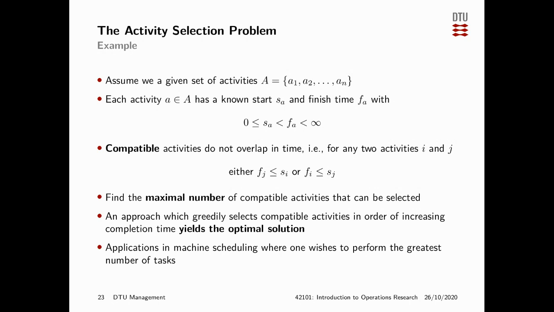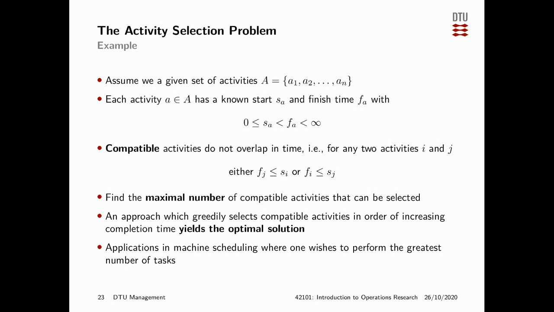In the first part of the lecture, we looked at an example of a greedy heuristic that gave us a rather poor solution in comparison to the optimal solution. In this part of the lecture, we're going to look at an example of a greedy heuristic that gives us the optimal solution. We're going to consider what's called the activity selection problem.